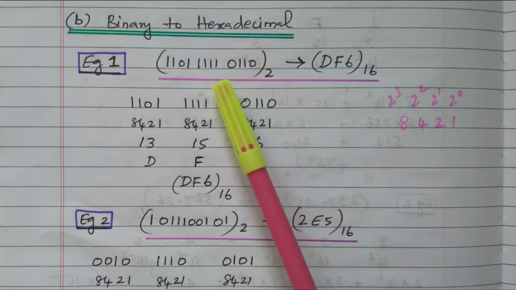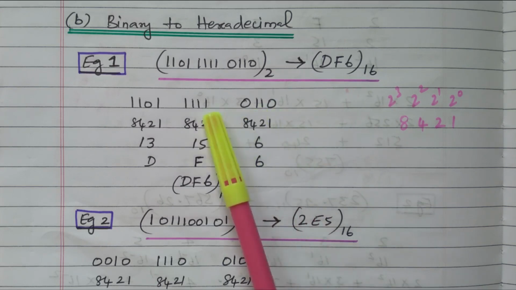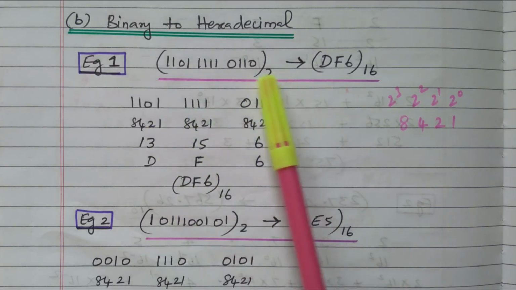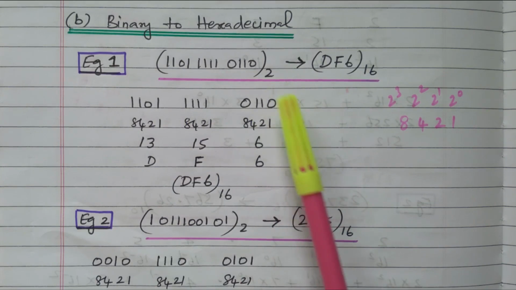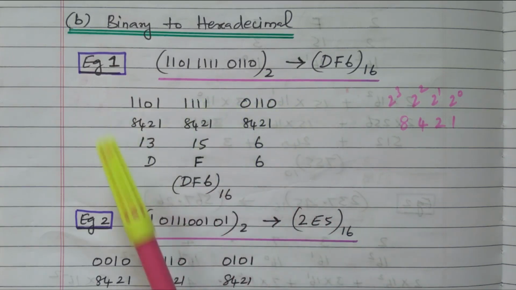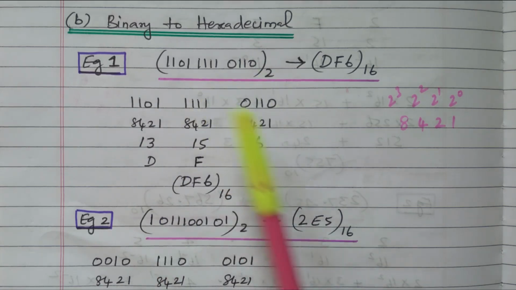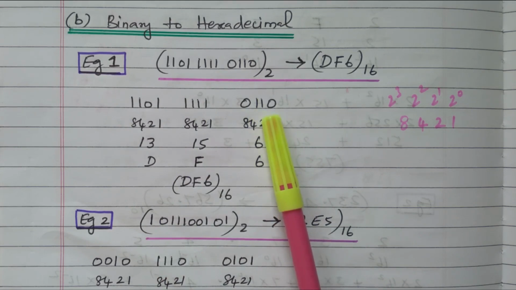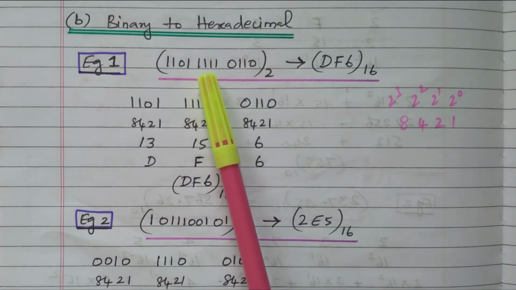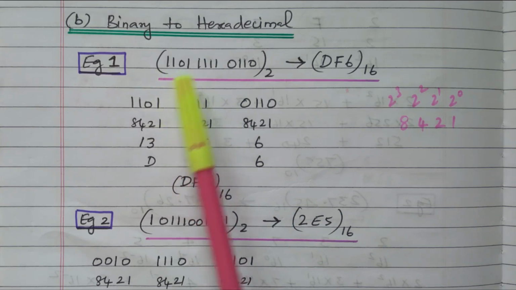First we will consider this binary number. In order to convert it into hexadecimal, we need to group it into 4 digits starting from the LSB. Starting from the LSB, here we have 0 1 1 0, another group 1 1 1 1, all ones, and another 1 1 0 1.